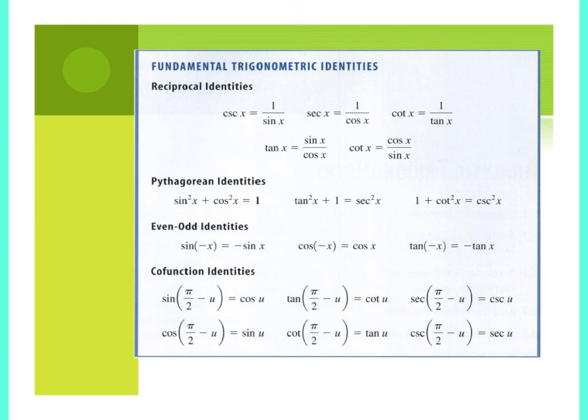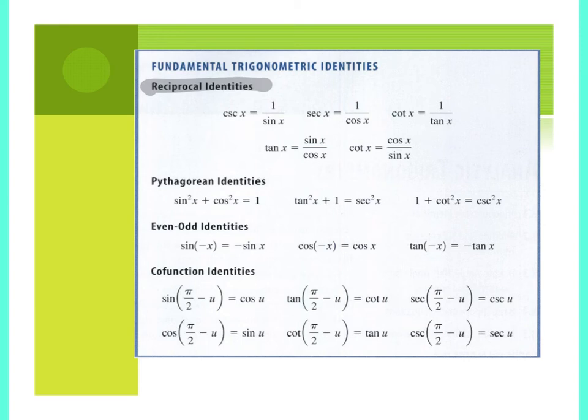Some of this you already know. Most of this, actually, you already know, which is the reciprocal identities at the top. Obviously, hopefully, we know that from the top of our heads. We don't have to look at that. We should know that cosecant is the same thing as 1 over sine, secant is the same thing as 1 over cosine, and cotangent is the same as 1 over tangent.